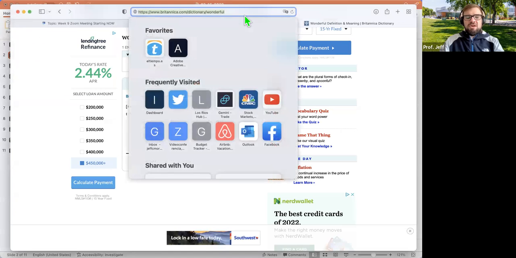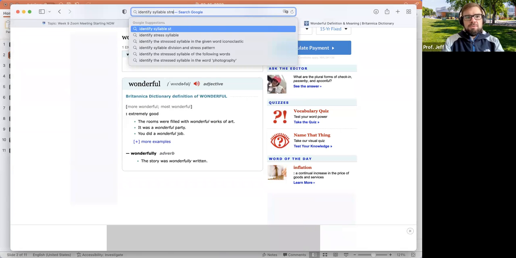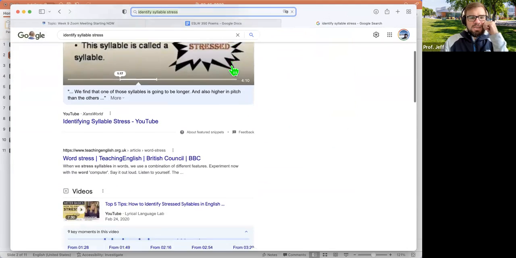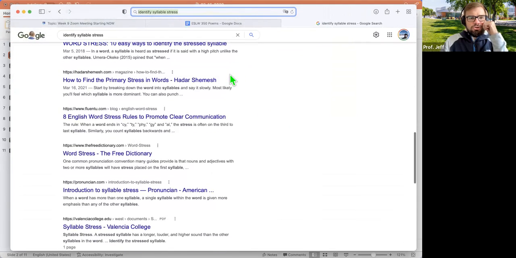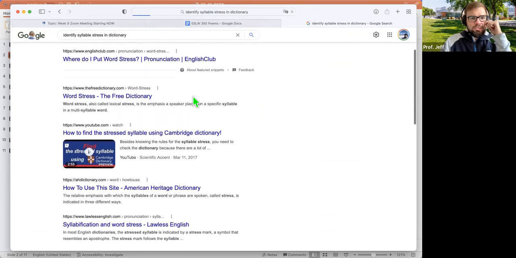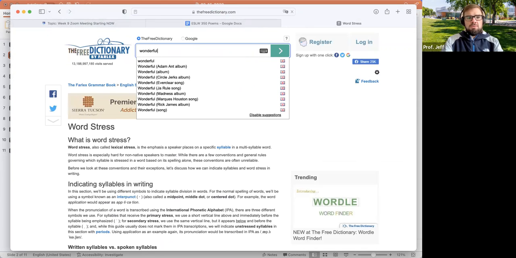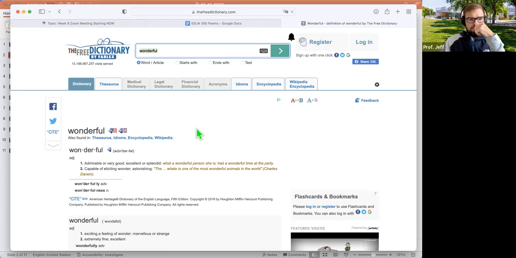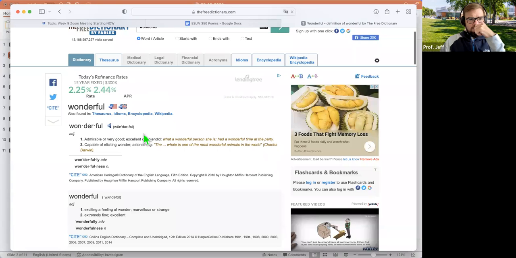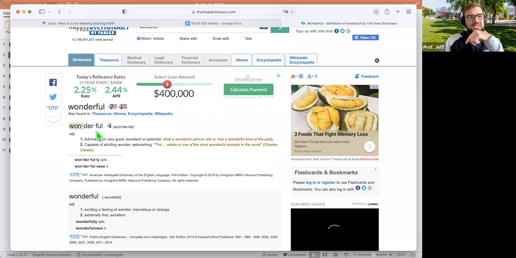Sorry, I'm giving you guys bad advice here. Hold on. I thought that it gave us the syllable stress in Learner's Dictionary, but excuse me while I search for this. Word stress on the free dictionary. Let's see if the... Wonderful. Yeah, it breaks up the syllables. At least that's some help, right?